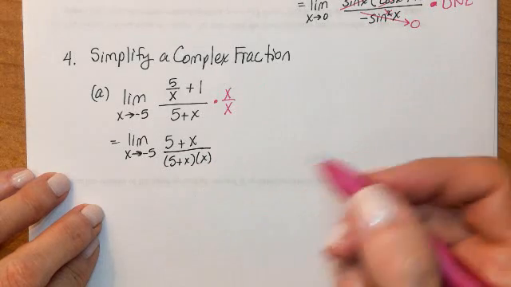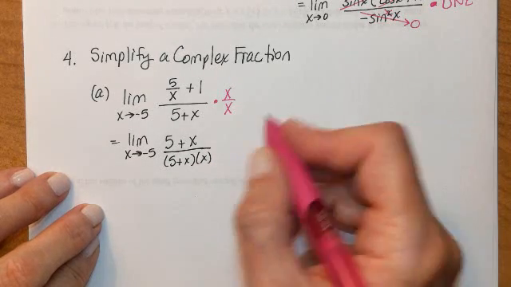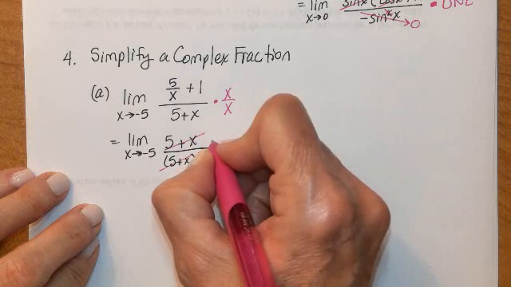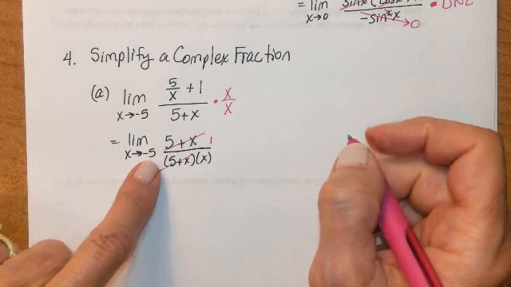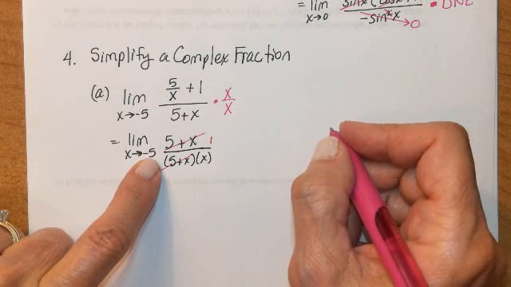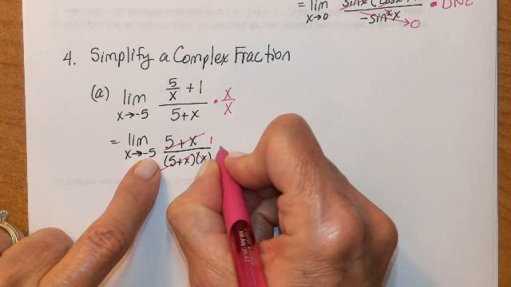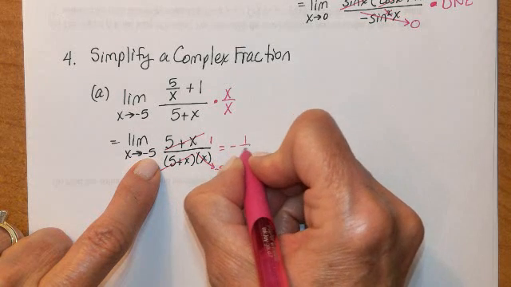Now I see what was going on. I have a hole in the graph. So this reduces with that 5 plus x. We're left with a 1 on top. And now let x go to negative 5. So x is going to negative 5. So this limit is just negative 1/5.